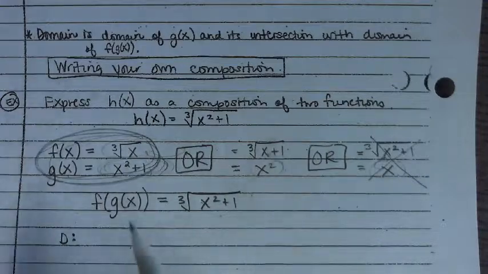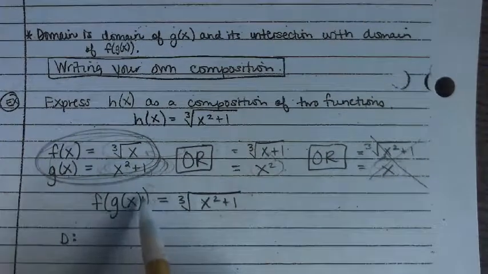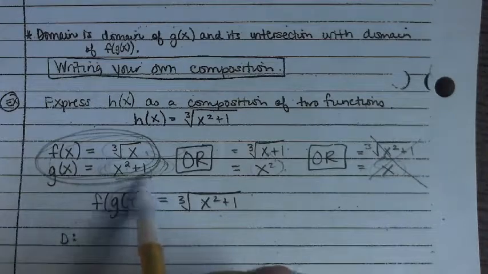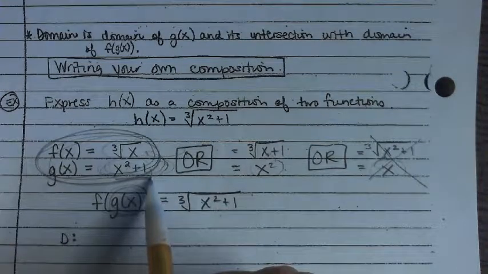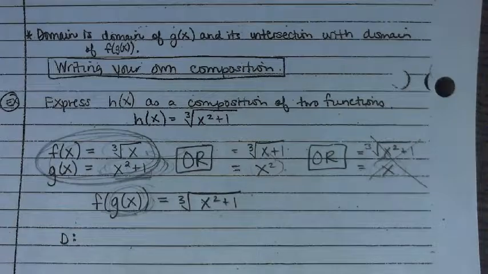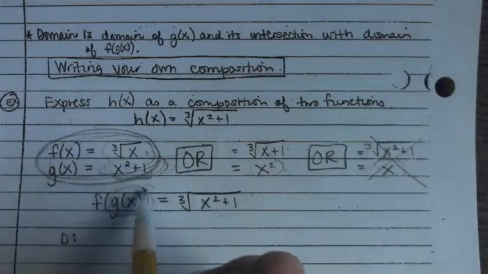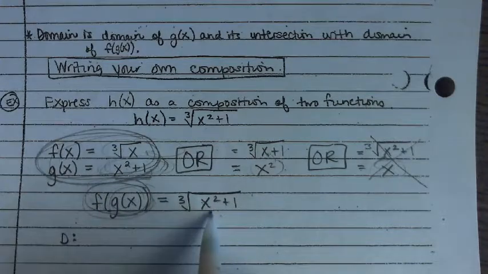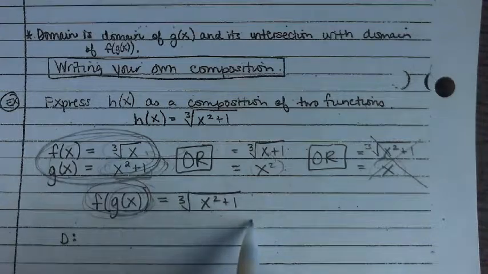Nathan, if you're looking at this function here, look at g of x. What's the domain of g of x? All real numbers. So you want the intersection of that, all real numbers, and the domain of this whole thing in its entirety. What is the domain of this whole thing in its entirety?